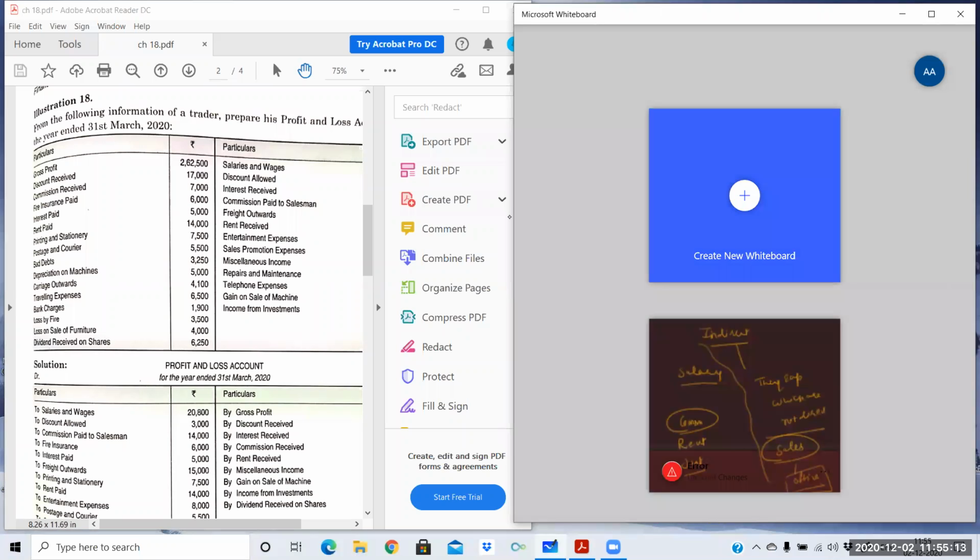So this is the format of trading and profit and loss account. First of all, you need to prepare this format. So I have made this format and I will be writing profit and loss account for the year ending. Clear? This is particulars, rupees, particulars.